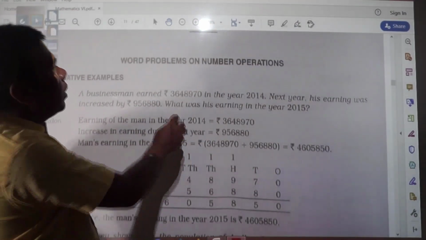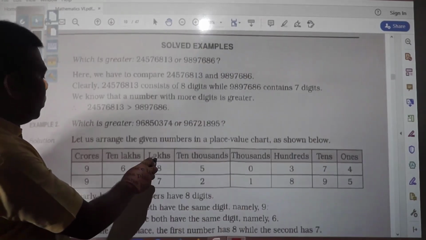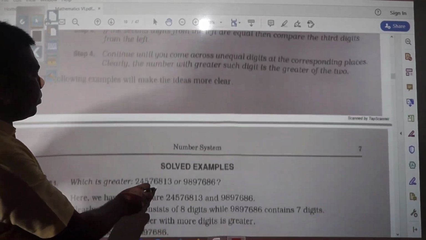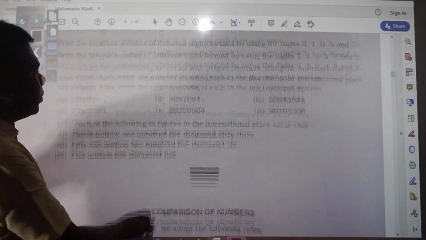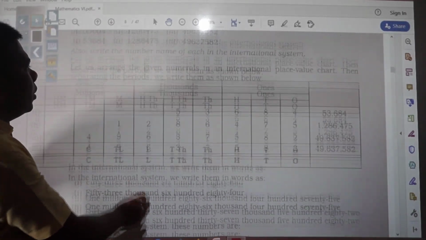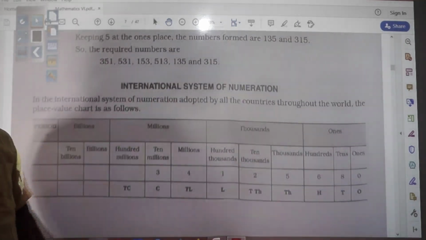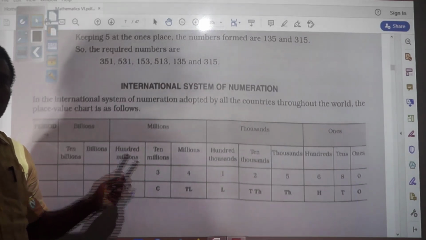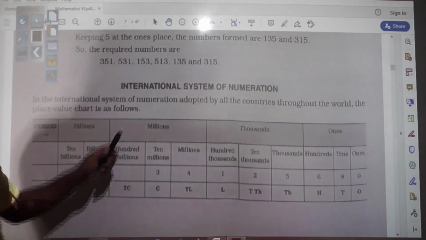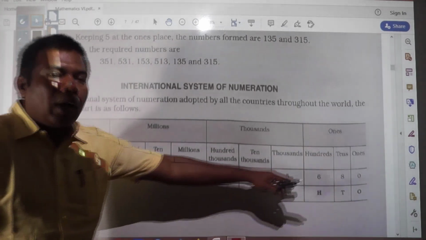Before starting, if you remember, many things we had discussed last time in the first video. Here you see, international system of numeration. This was required to be discussed. We had not discussed it. Again I will discuss today. Here you see in the chart how we prepare.